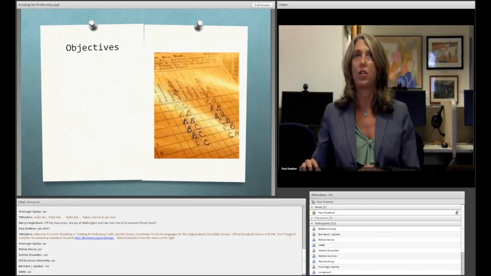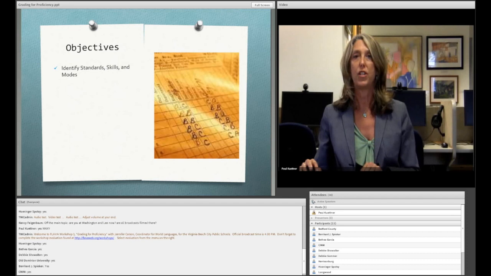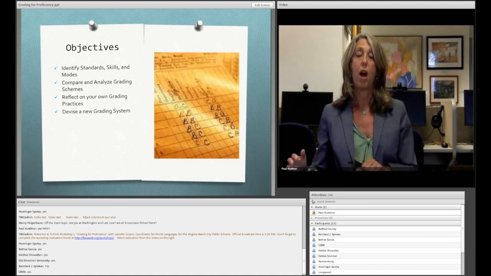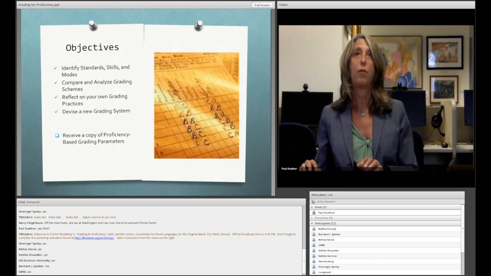These are the objectives for our 2 hours together today. The first is you will be able to identify the standard skills and modes involved in proficiency-based teaching and learning. You will compare and analyze grading schemes. You'll reflect on your own grading practices, and then you will devise a new grading system so that when you leave today, you will have in place a new system of grading that will lead your students toward a growth of proficiency and also better communicate with stakeholders about that growth toward proficiency. I'll also provide you with a copy of some proposed grading parameters that are proficiency-based. One which is for modern languages and another which is for classical languages.